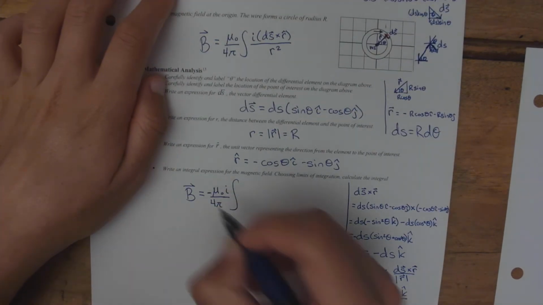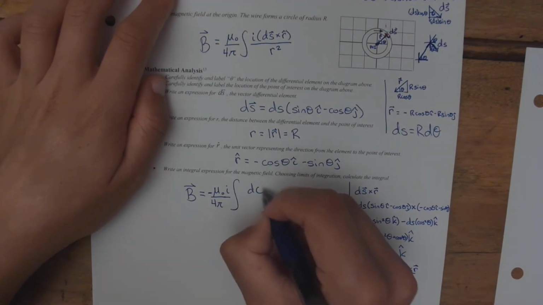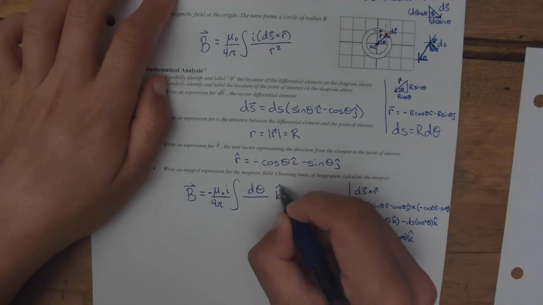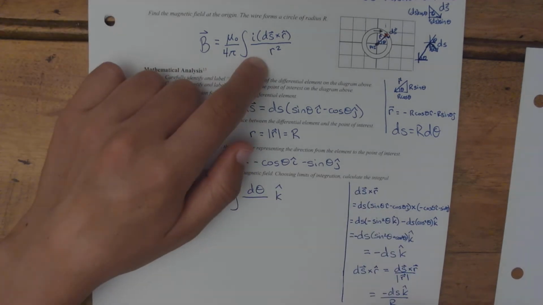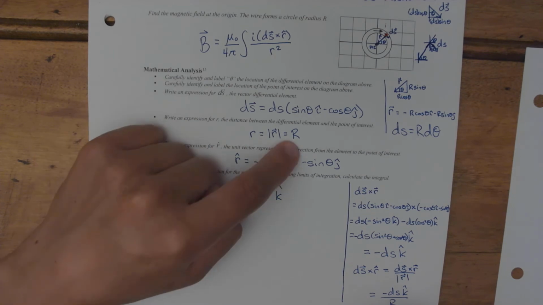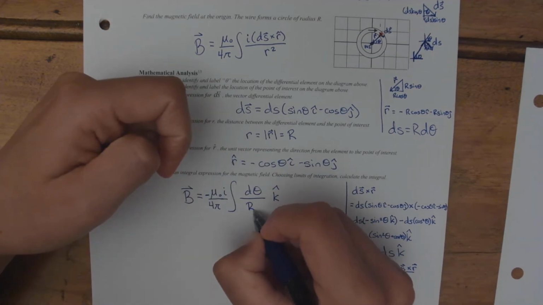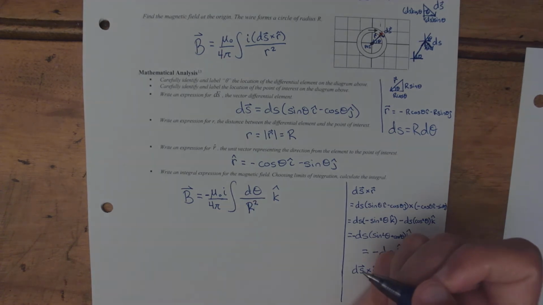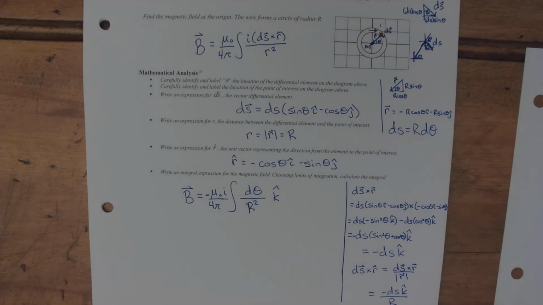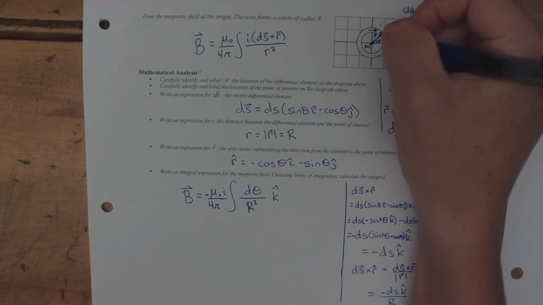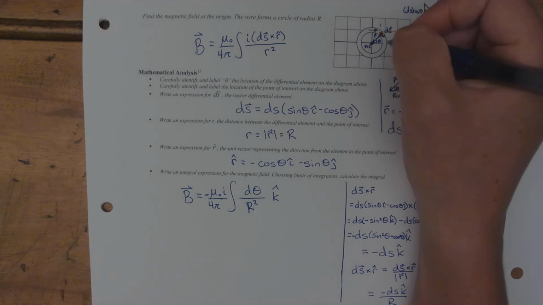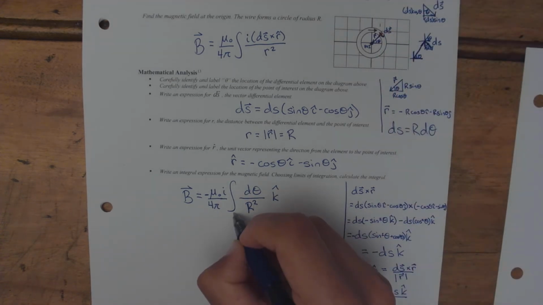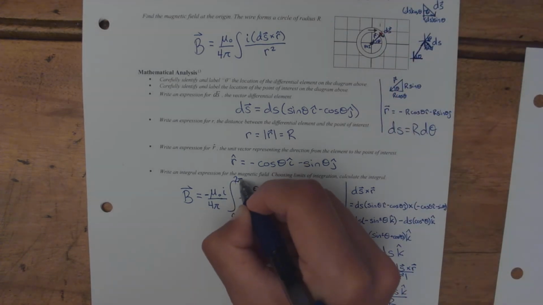Let's stick the negative sign out here. So that's d theta, and we'll put the k hat at the end. This is divided by little r squared. Little r is equal to capital R, which is the radius. R does not depend on theta, so that can come outside also. We still have to find the limits of integration. We're integrating around a full circle, so we start here at 0, we go all the way around the circle, and we end back here at 2 pi. So for a full circle, we go from 0 to 2 pi.